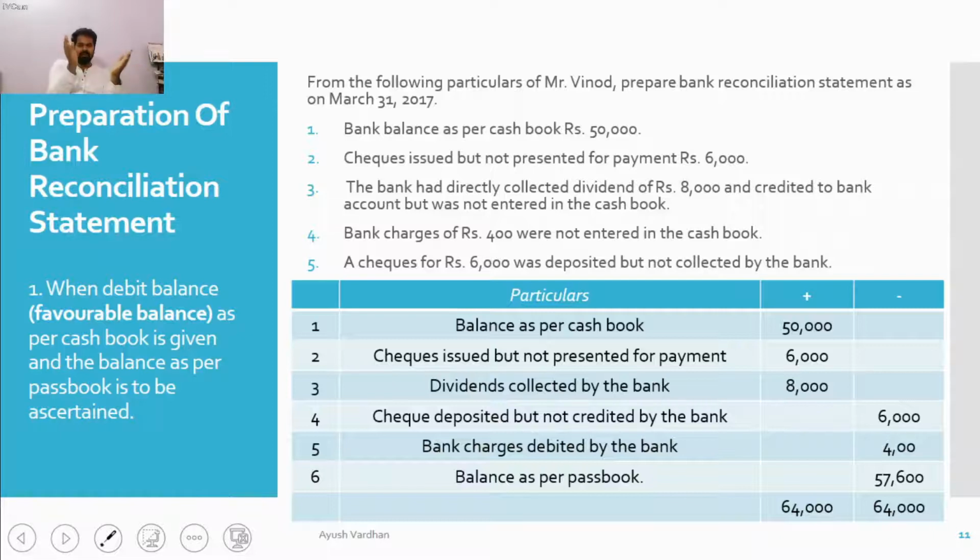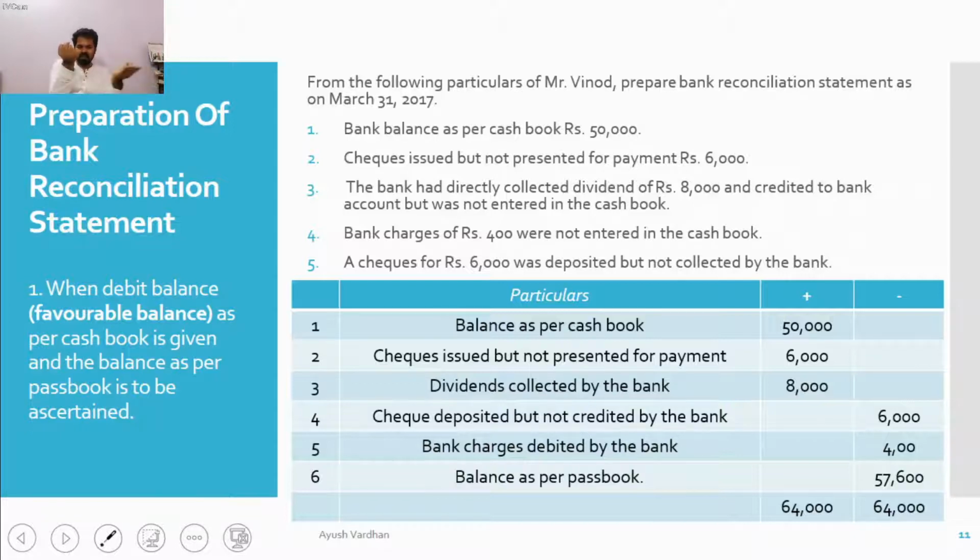Or we have a direct route that check deposited but not credited into the bank, and so that will go into the minus side in the reconciliation if we are starting with the cash book. Okay. Now again, bank charges debited by the bank. So when we are making the bank charges, we are not making an entry in the cash book. So our cash book is zero here. Cash book says zero, but minus 400 is something that is happening on your bank side.